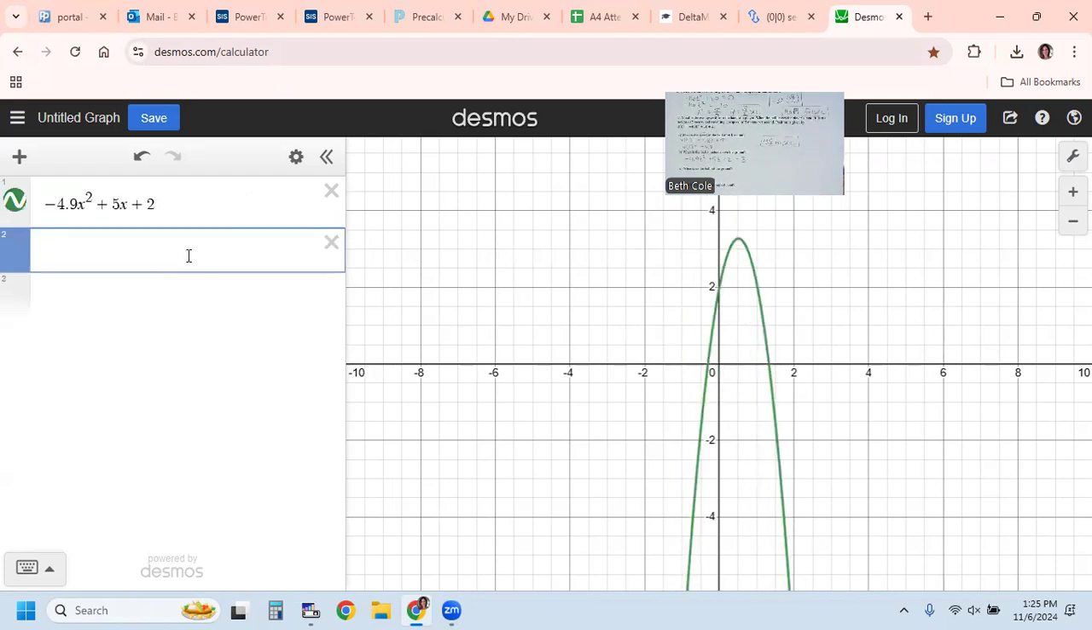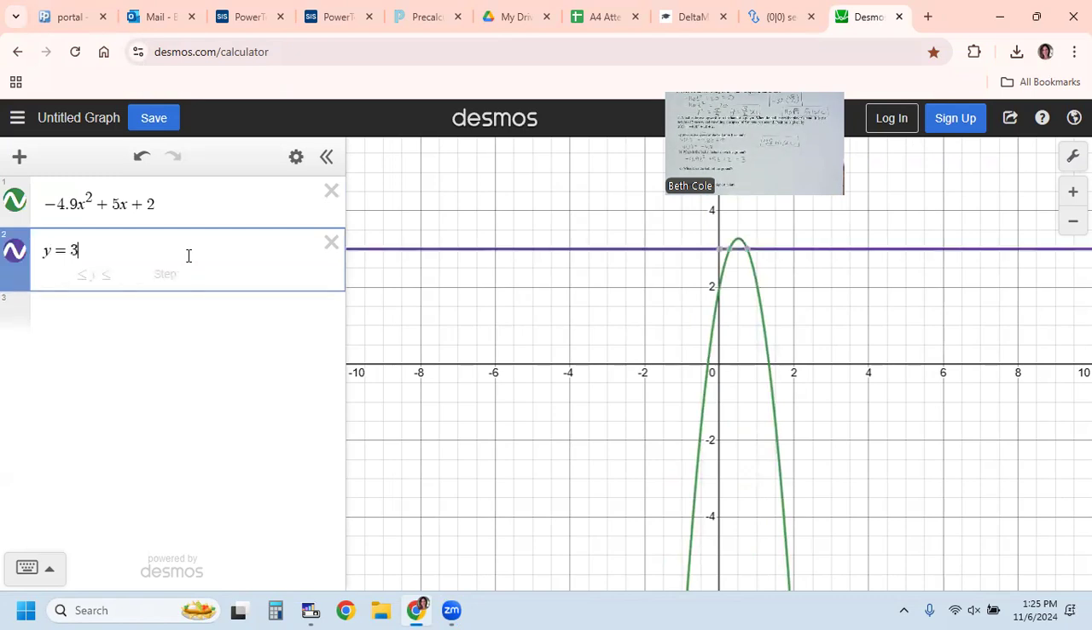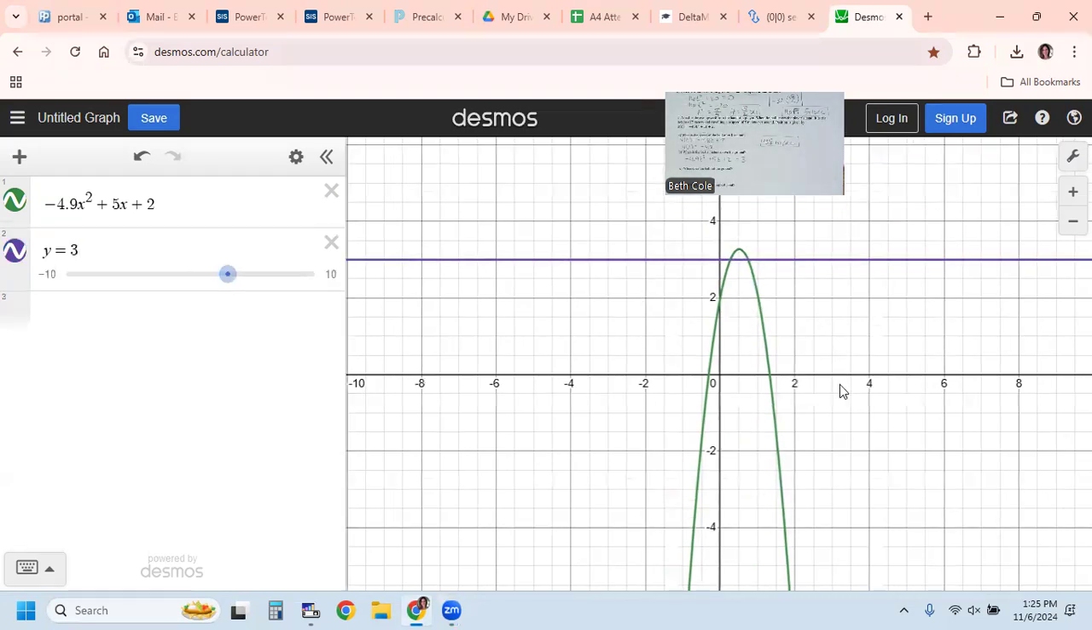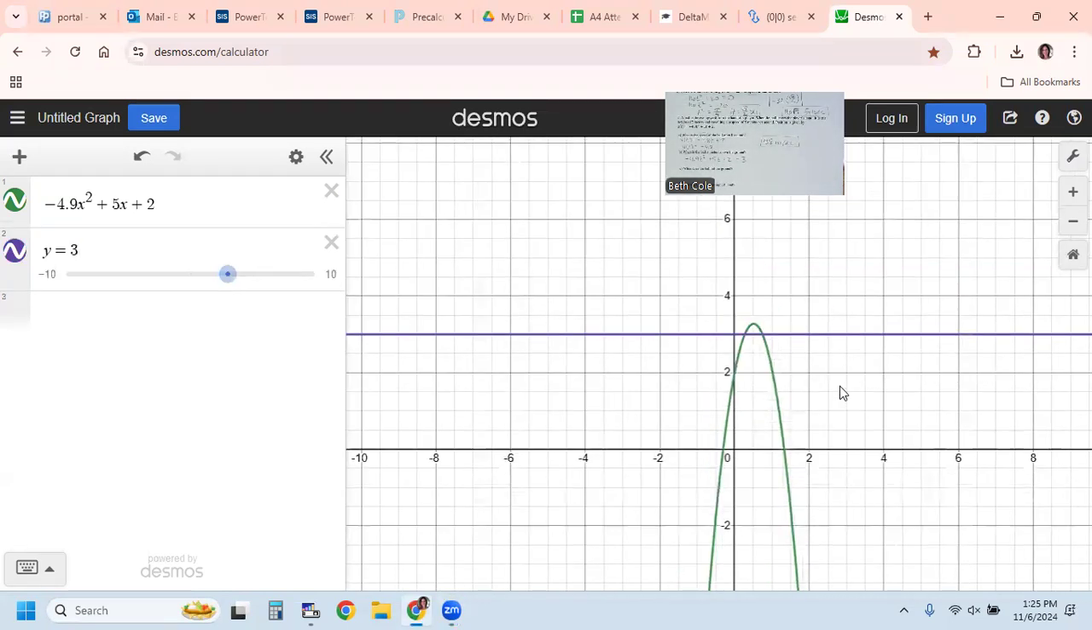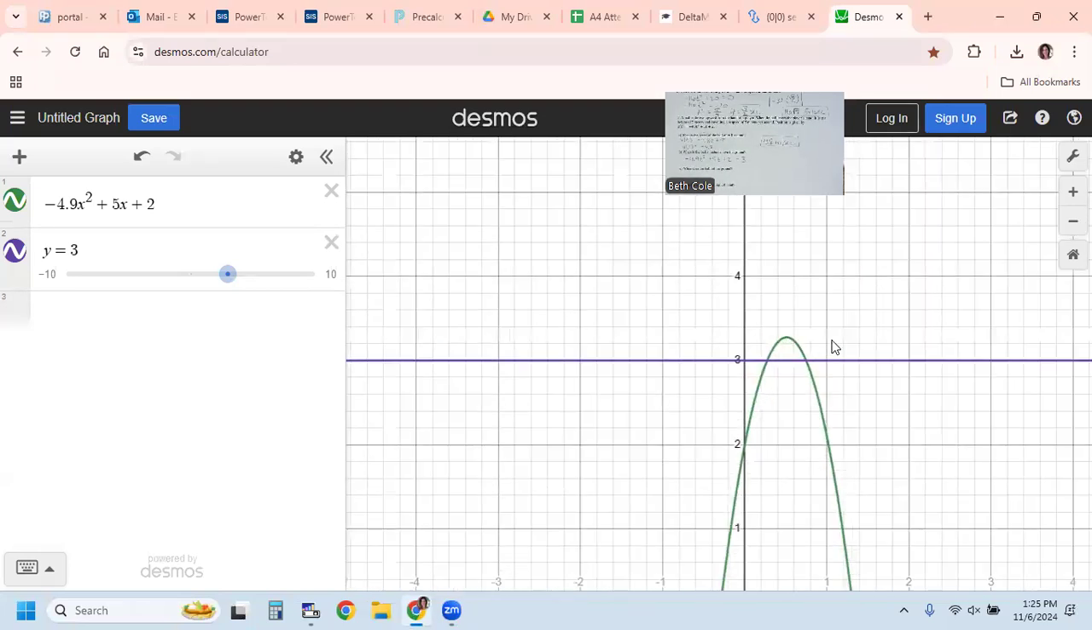Now for the other one, you can't just type the number 3. Nothing will show up. You actually have to type y equals 3. And then, do you see how it showed up there? You guys are so lucky you have Desmos. This is so complicated in the TI calculators. I'm just going to zoom in on it.